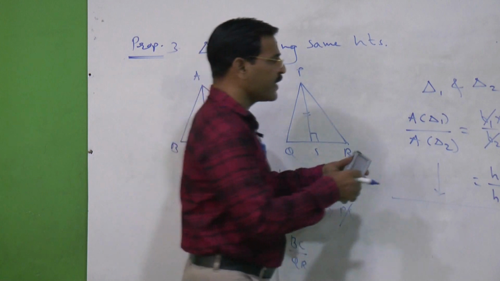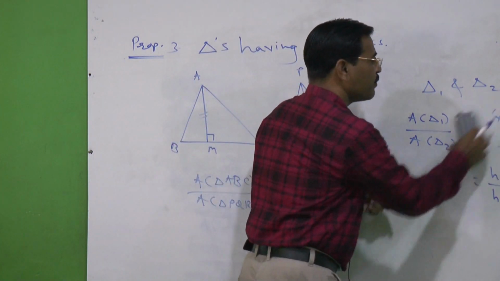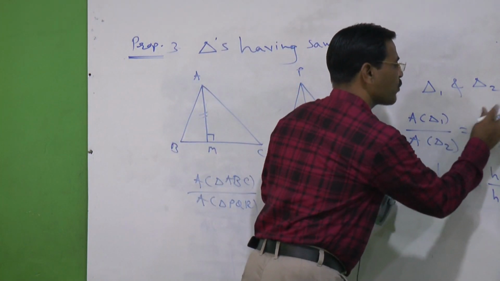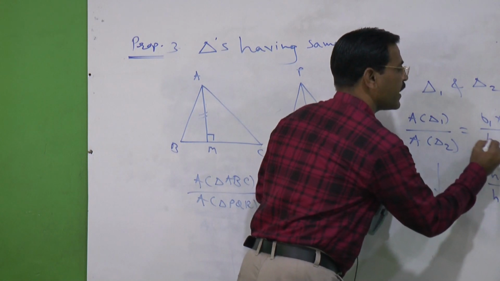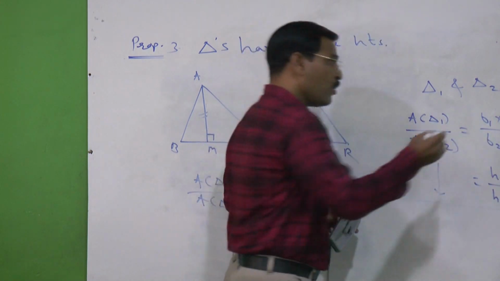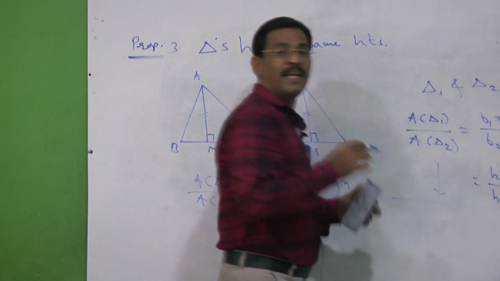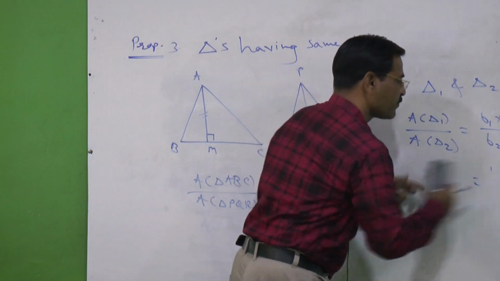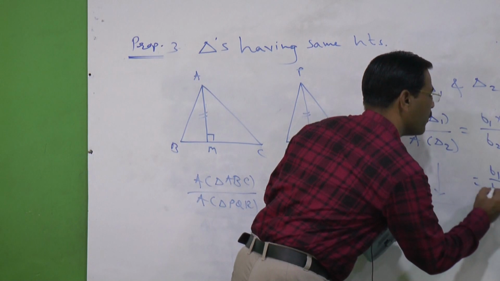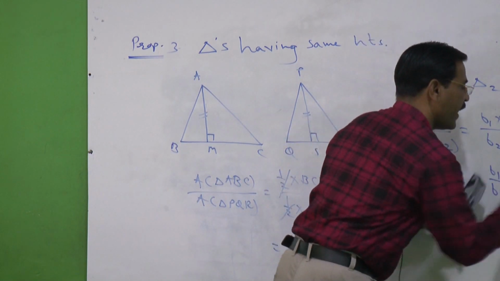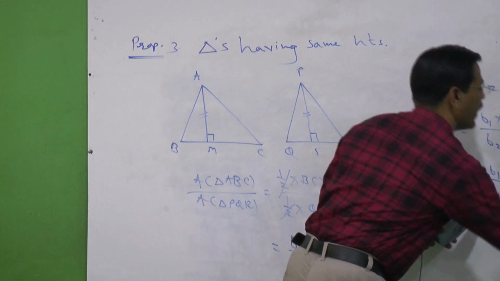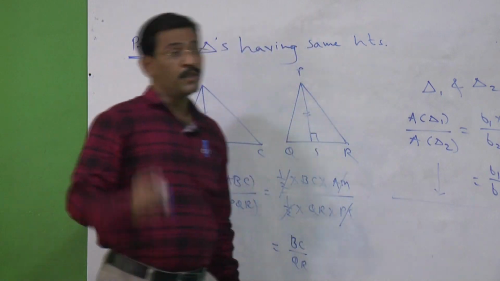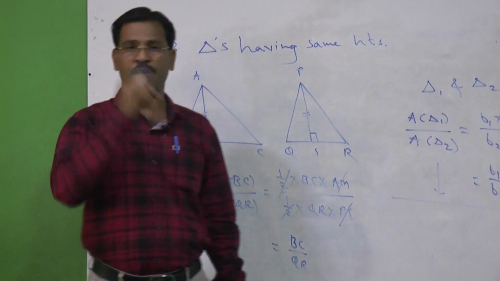Here also we can write in general form. Instead of B1 and B2 getting cancelled, in this property we keep B1 and B2 as they are. Now H1 and H2 are both cancelled because of the same heights. So what remains is nothing but B1 upon B2, because H1 is equal to H2. Understand? This is a very important one.